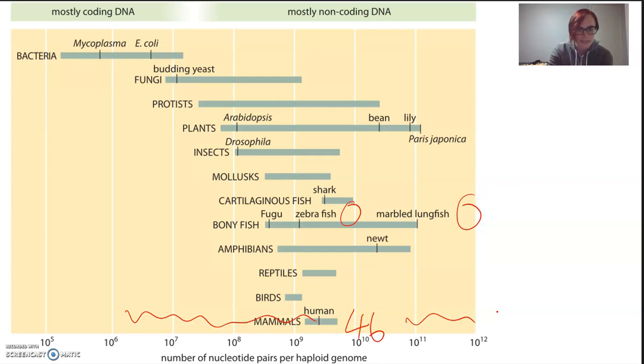All right, here is another picture. I've still got my scribbles, and you can see there's mostly non-coding DNA versus mostly coding DNA. So if you have a look at bacteria, it means almost all of their DNA codes for something important, as opposed to, say, big spaces in between those important genes.